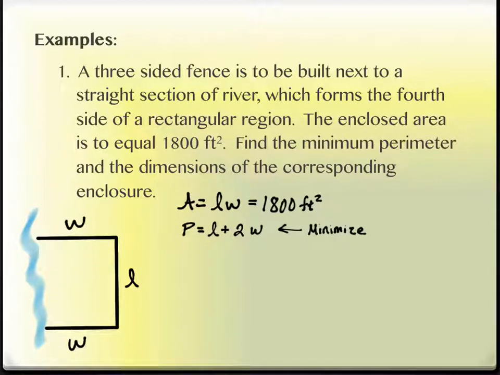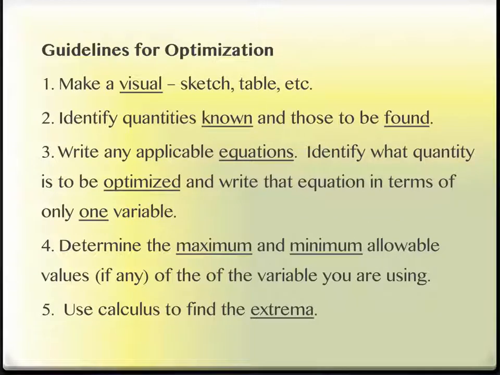Good so far? Okay, so if you take a look at some of the guidelines, on 1, we made a visual. On number 2, we identified what was known and what was to be found. And on step 3, we made equations that make this work. But there's a second part of step 3 that we haven't done yet. What have we not done?